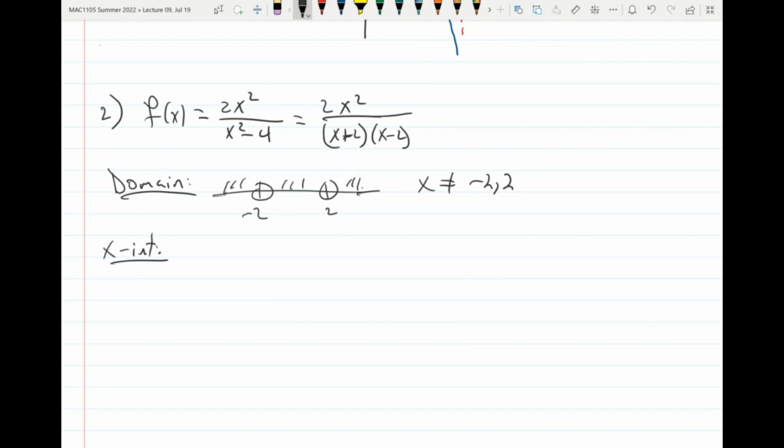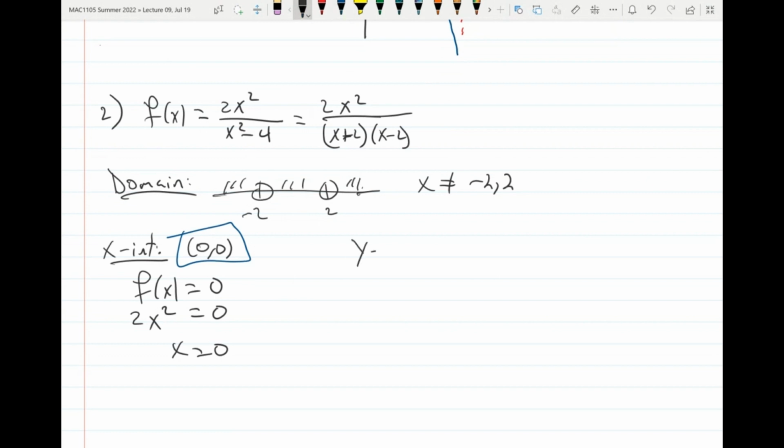Do we have any x-intercept? No. Yes, we do. X equals 0. So remember, here you need to solve f of x equal to 0. A fraction is 0 whenever the top is 0. That happens here at 0. So that means the point 0, 0 is an x-intercept.